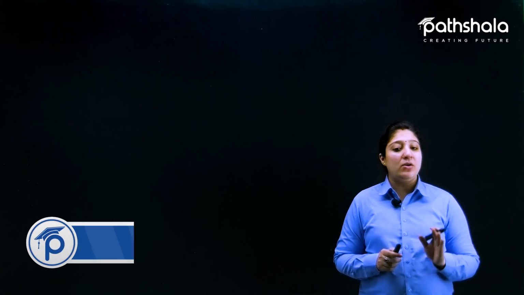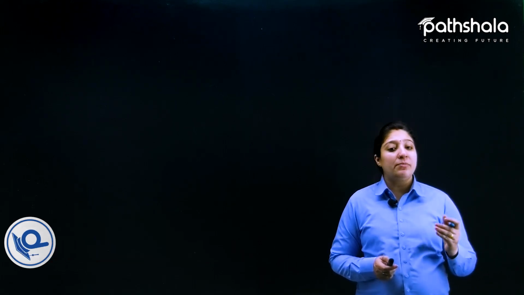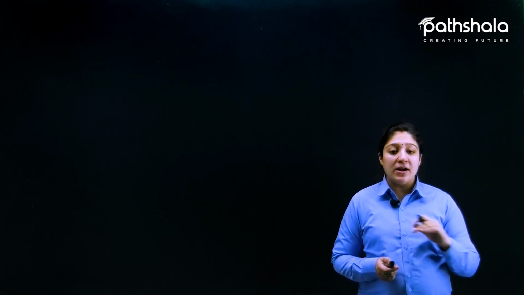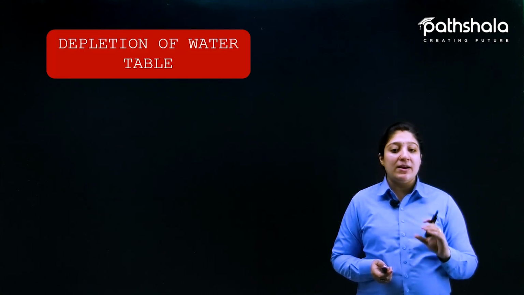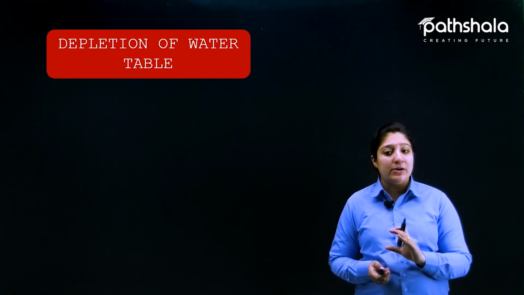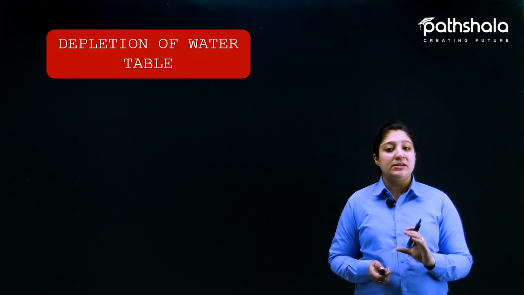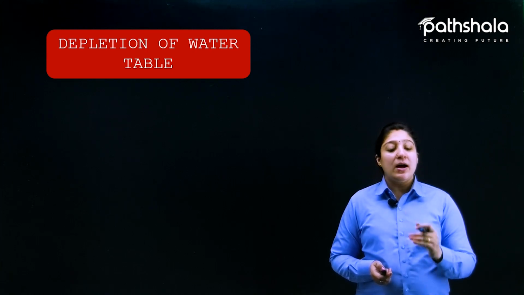Many people depend on the groundwater for their useful activities. So what happens once people use the water present in the form of groundwater, the water table, again and again? What happens? It will deplete. Because of that, the water table gets depleted. Now, what are the different factors? Let's understand what are the different factors because of which the water table is depleting again and again.